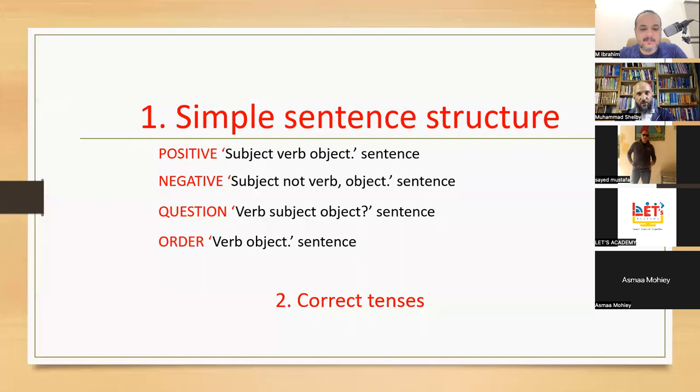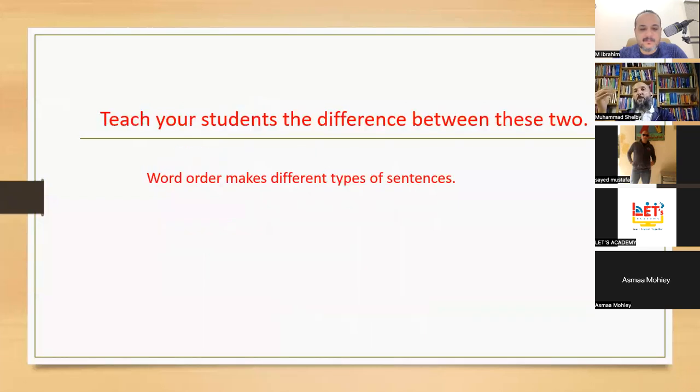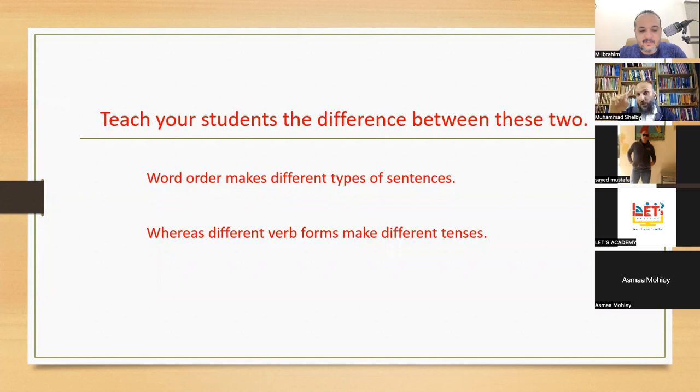For beginner learners of English, a teacher needs to explain to them that word order makes different types of sentences. So how can you make negative and positive and questions? It's by changing the order of the words in the sentences. But the different verb forms, only the verb, make the different tenses. This, again, maybe for us teachers is a simple fact, and you guys are advanced users of English, but for our students, beginner students, if this was not explicitly taught, the odds are those kids will not learn English and they will struggle.